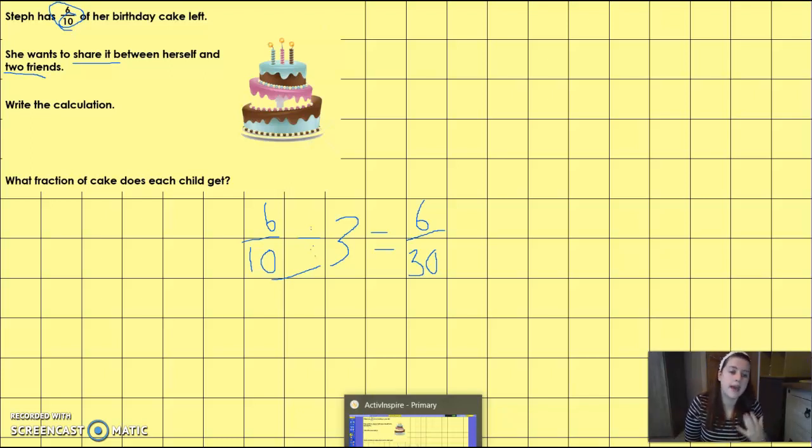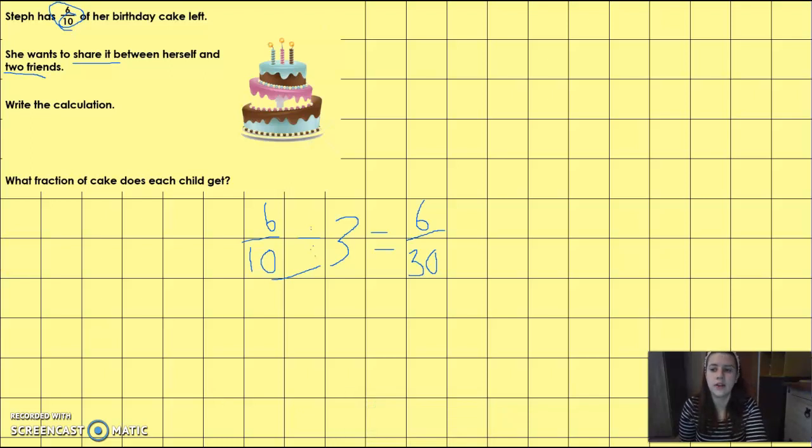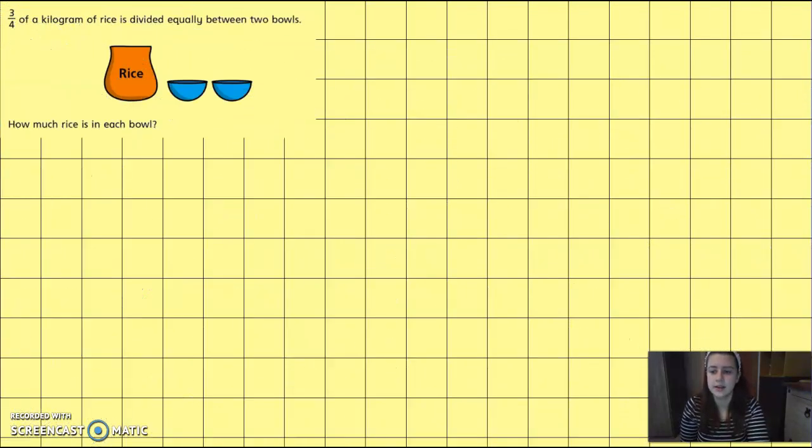Who knows? But with any of the questions today, if you want to leave it as that answer or simplify it, have a go at doing both, okay? But if you really don't understand simplifying, just leave it as the normal answer. But do give it a try to simplify if you can.